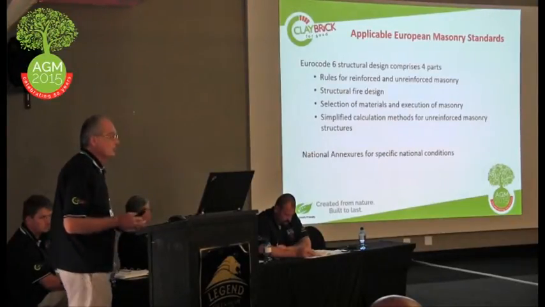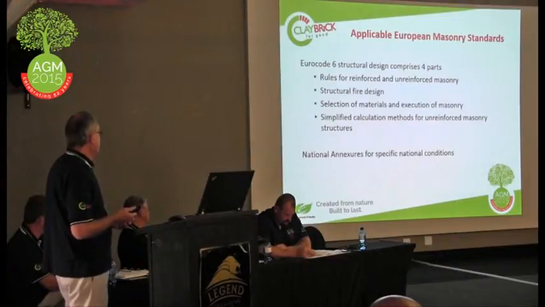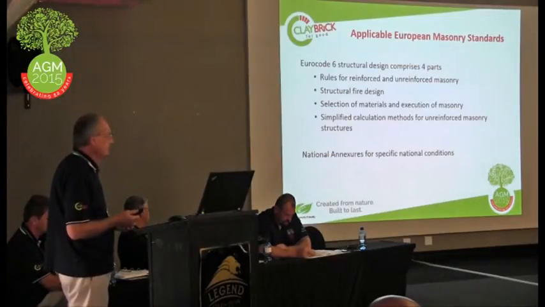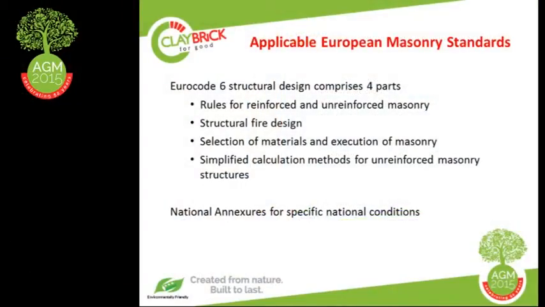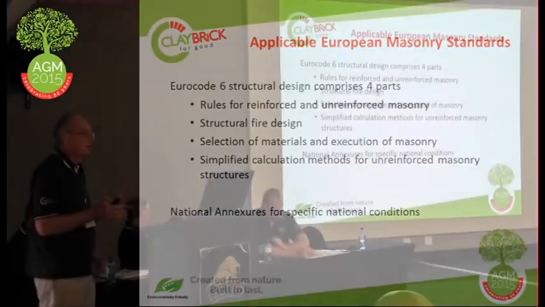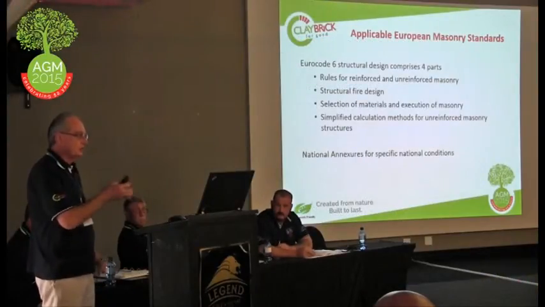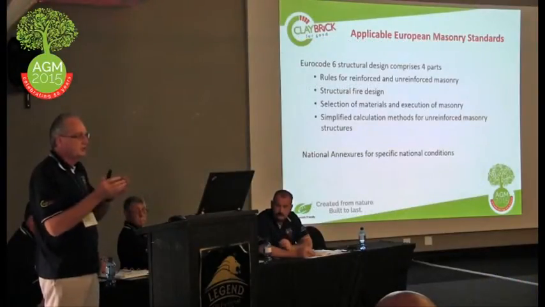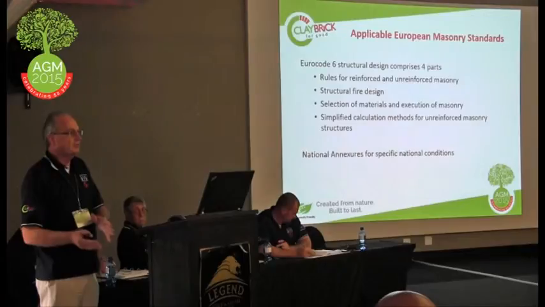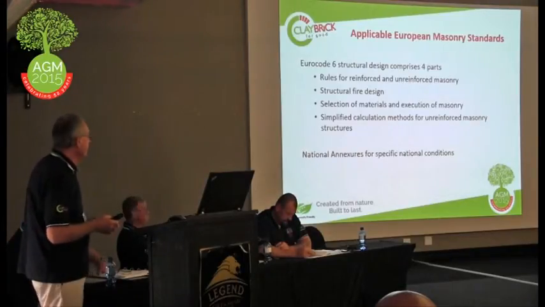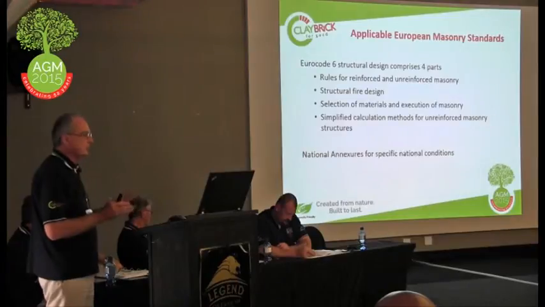Eurocode 6, in comparison, comprises four parts. One is the rules for reinforced and unreinforced masonry, structural fire design, selection of materials and execution of masonry, which is a code of practice for quality of workmanship on site, and then simplified calculation methods for unreinforced masonry structures. And the rules of the game are that when you adopt Eurocode 6, you adopt it in its entirety, which then includes the material specification, the testing methods, as well as the testing of wallets, and I'll come to each of those in turn. But they do have a bit of wiggle room there.